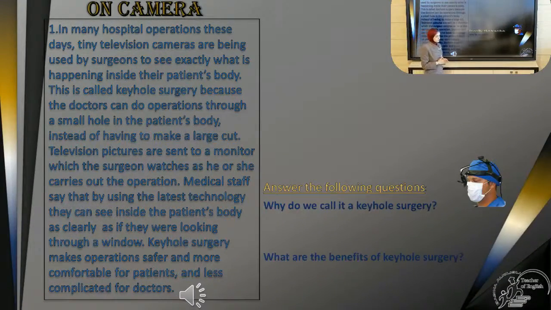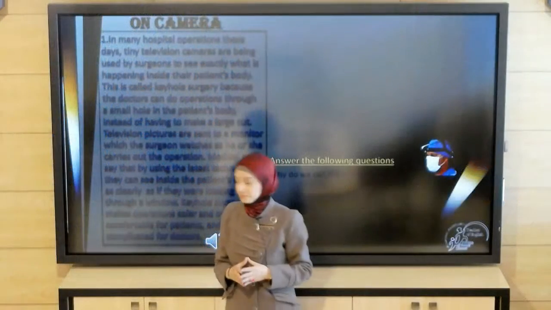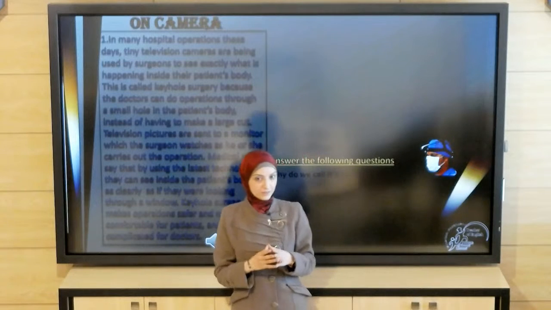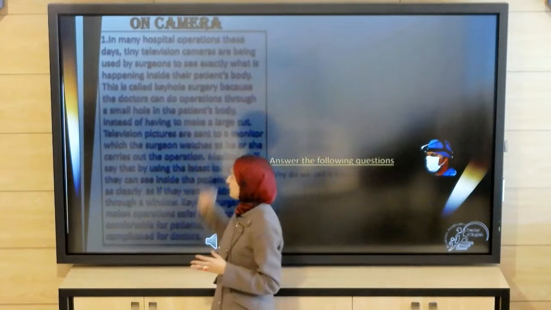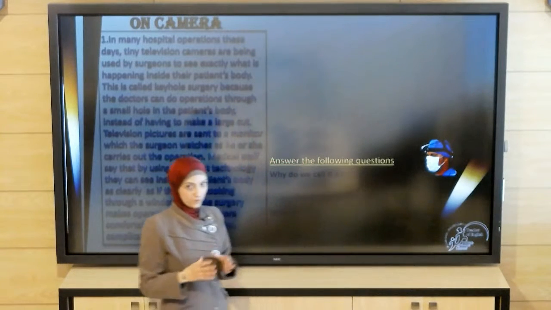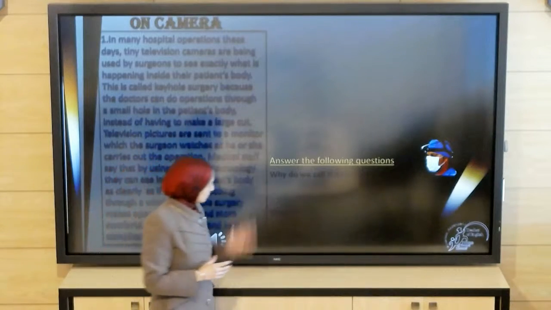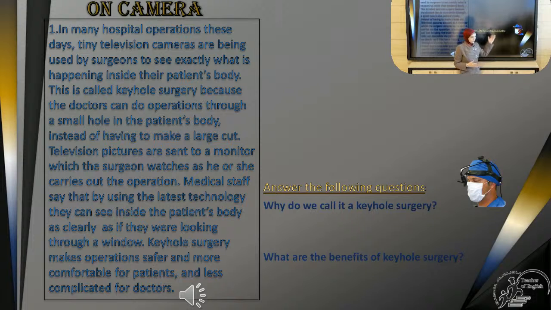After discussing the questions, here we have a text, or we have an article. The article is too long, so I've divided it into 4 sections or into 4 parts. We will discuss each part separately. Let's see the first one. Before we listen to the first part of our article today, let's see 2 of the questions about this part. Answer the following questions. Why do we call it a keyhole surgery? The second question, what are the benefits of keyhole surgery? Are you ready? Now we will listen to the first part of our article. Try to find the answers while listening.